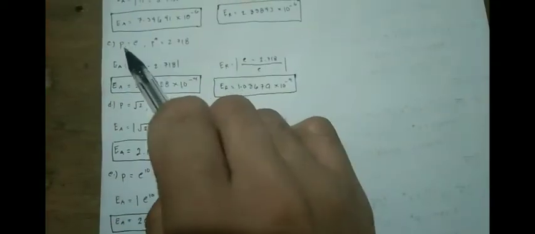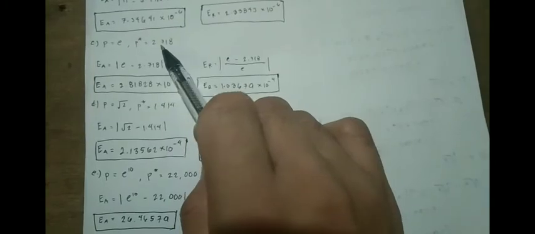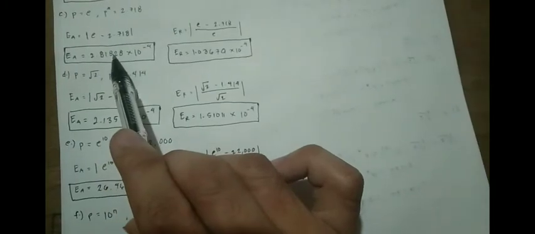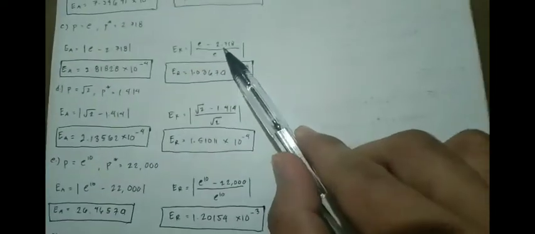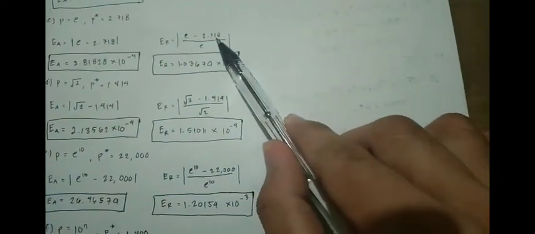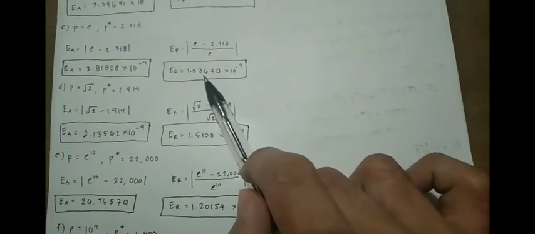So with letter C, the P is the Euler's number and the approximate is 2.718. So we have to fill in the given to the formula again. So e minus 2.718, that will equate to 2.81828 times 10 to the negative 4. And for the relative, fill in the given again. e minus 2.718 over e. So that will equate to 1.03679 times 10 to the negative 4.